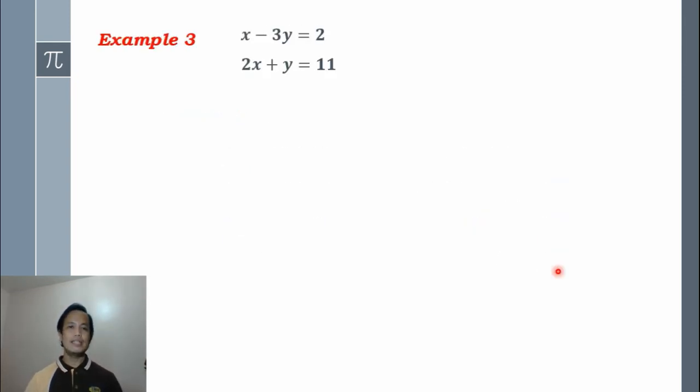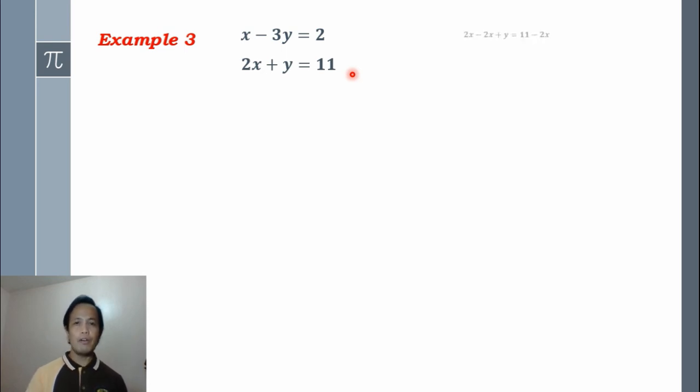This is now our last example. Example number 3. We are given this set of equations: x minus 3y equals 2, and the second equation, 2x plus y equals 11. In this system, it would be easy for us to manipulate equation 1, but we can also manipulate equation 2. It's up to us which equation we are comfortable manipulating so that we can solve for the initial value of a given variable.